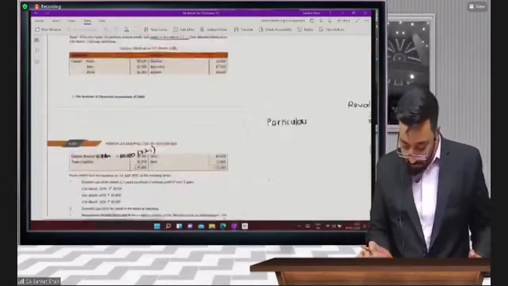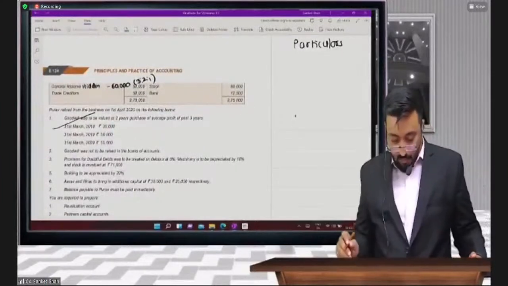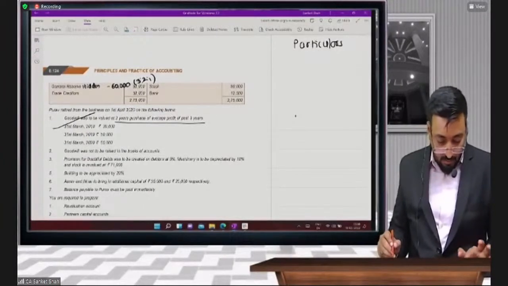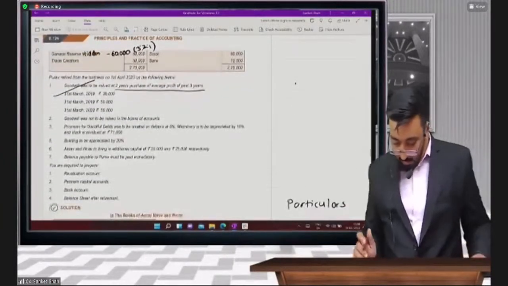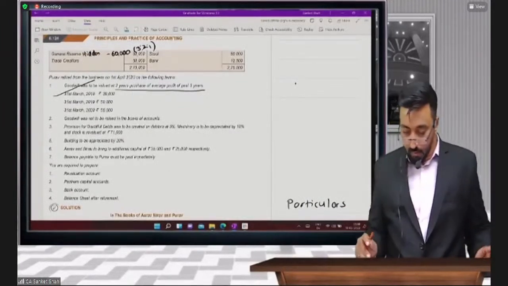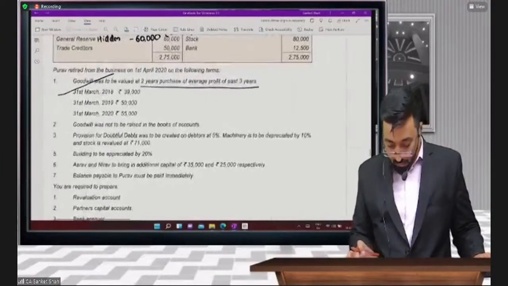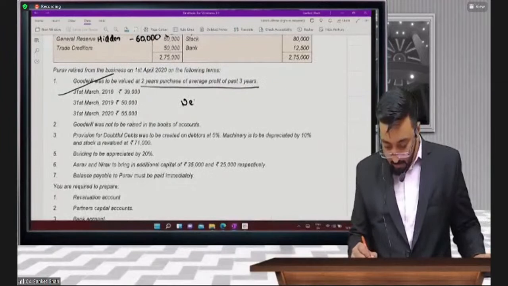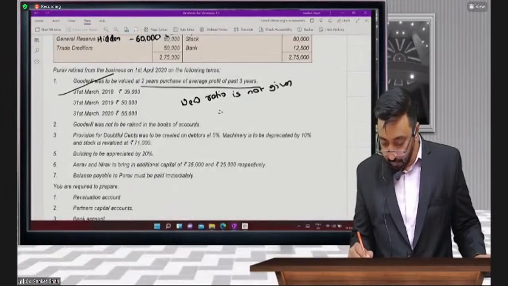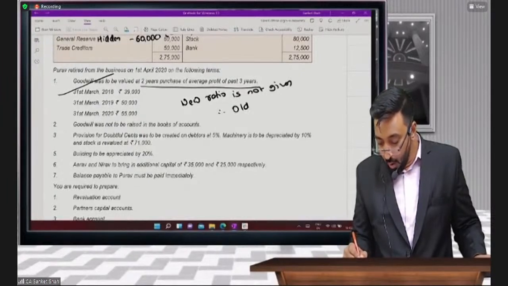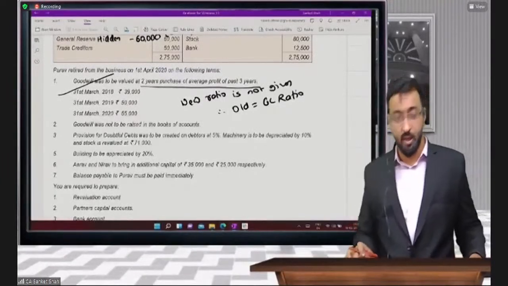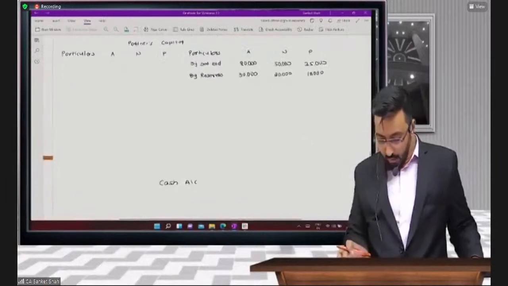Reserve over. Then goodwill. Now goodwill adjustment. Goodwill is 2 years profit of last 5 years. Yes. And what is not given? New ratio is not given. Therefore, gaining losing ratio. New ratio is not given. Therefore, old ratio is equal to gaining losing ratio. It's very simple. Old ratio is equal to gaining losing ratio.